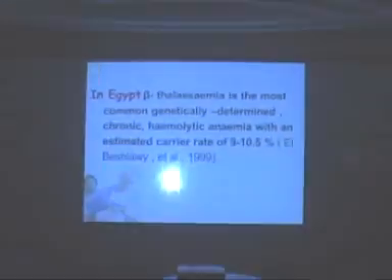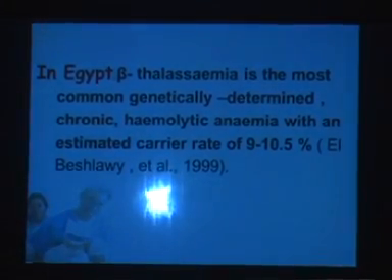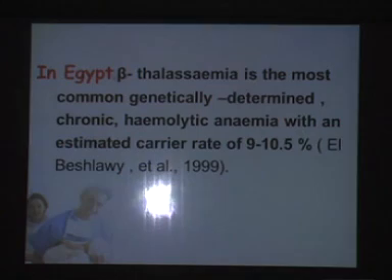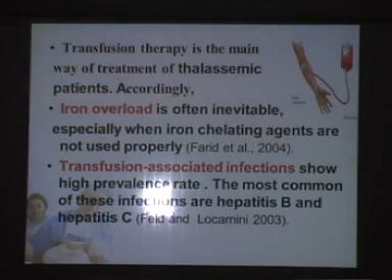Beta thalassemia is the most common genetically defined chronic hemolytic anemia with an estimated carrier rate of 9 to 10.5%. Transfusion therapy is the main line of treatment of thalassemia patients. Accordingly, iron overload is often inevitable, especially when iron-chelating agents are not used properly. Transfusion-associated infections show a high prevalence rate. The most common of these infections are hepatitis B and hepatitis C.